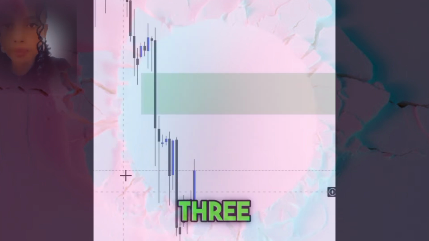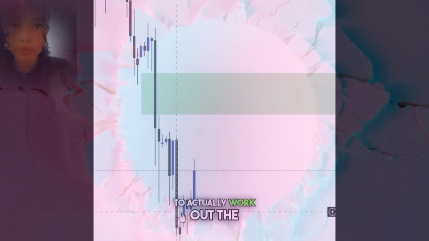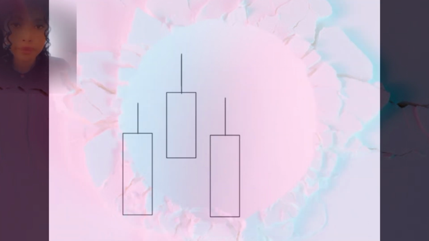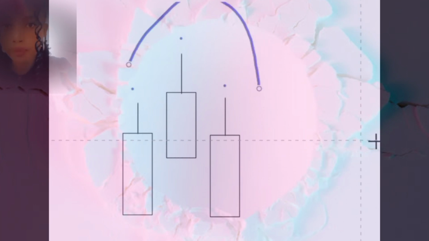Two, I'm using a 3-candle formation to actually work out the bottom and top of my trading ranges. So how that essentially looks is if you get 3 candles, the middle wick has to be higher than the 2 wicks either side of it. So you've got 1, 2, 3 candle formations, which in turn make a high, and the opposite side would make a low.